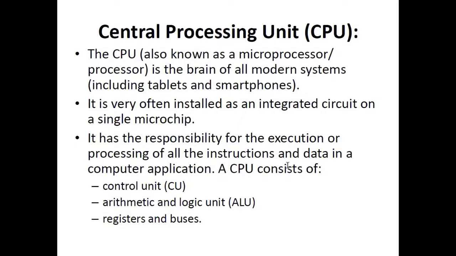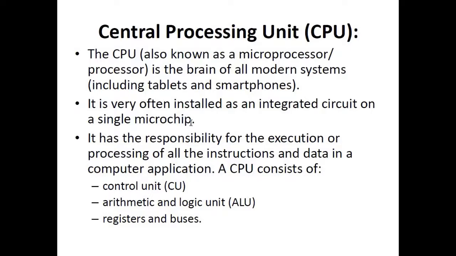So the most central thing, the most powerful thing, the most basic thing inside a computer is a CPU, or the central processing unit, which basically is just a microprocessor. The CPU is the brain of all modern systems, including tablets and smartphones and any type of handheld devices. It is very often installed as an integrated circuit on a single microchip. It basically means the CPU, or the microprocessor, consists of only one chip and not multiple chips.